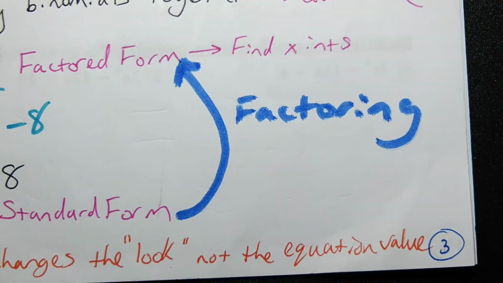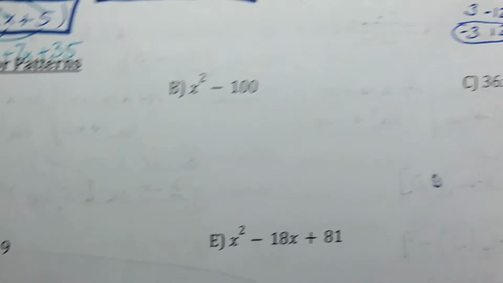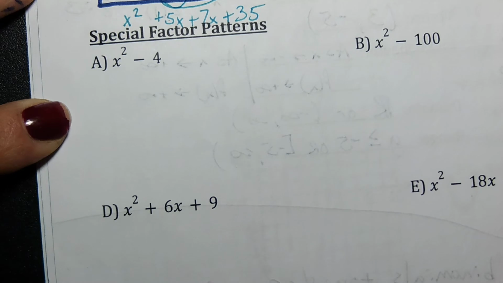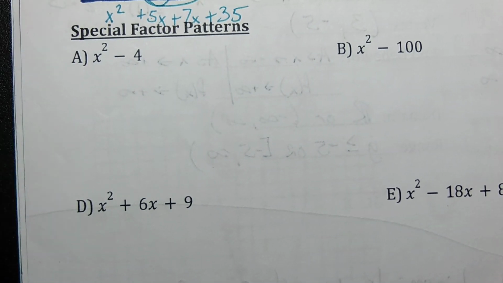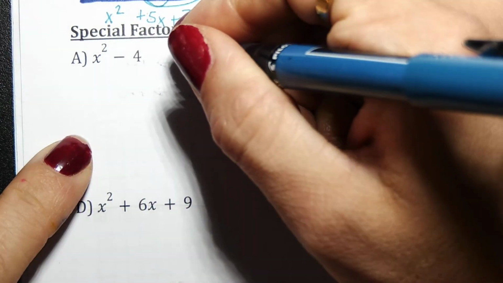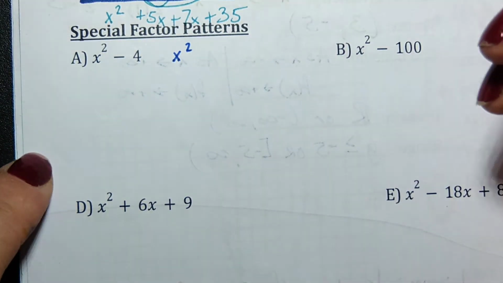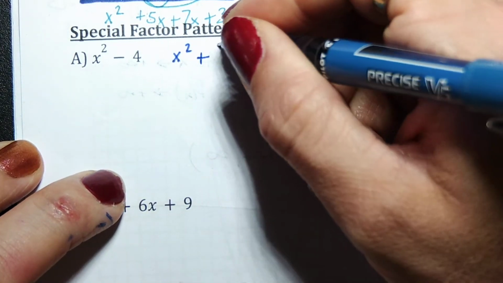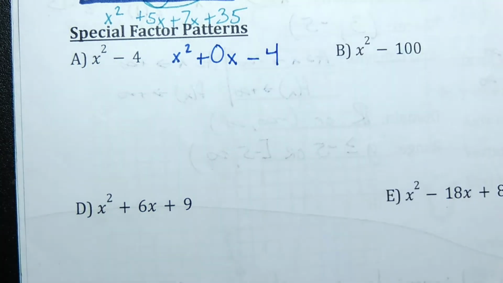Let's go ahead and flip back to page 4 then. And we are going to look at these special factor patterns. Now on problem A, under special factor patterns, do I have a GCF? Nope. What part of standard form are we missing? The B value.